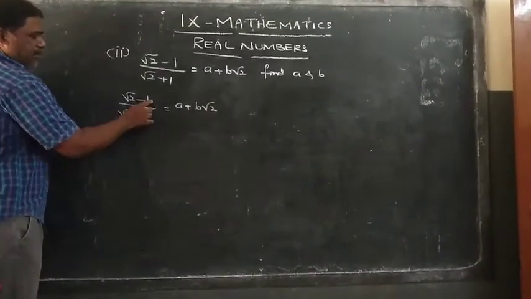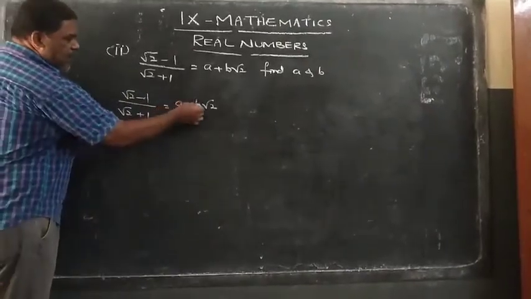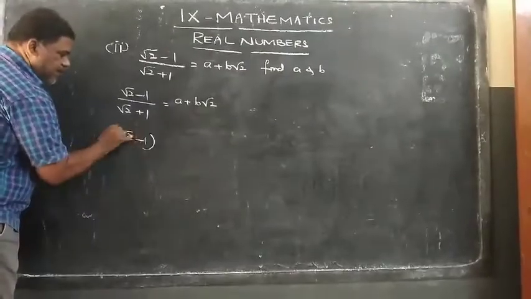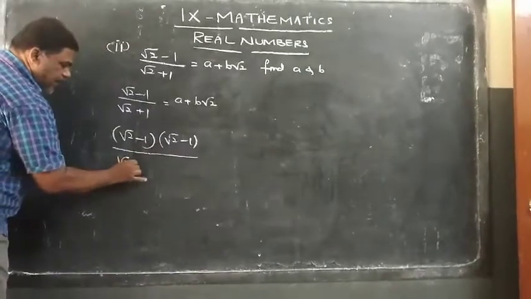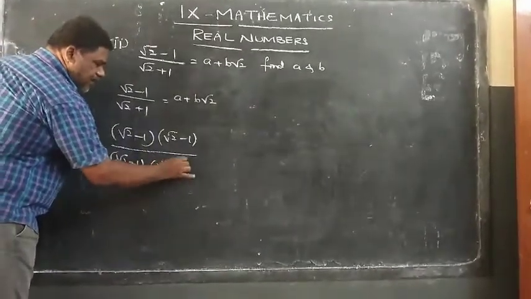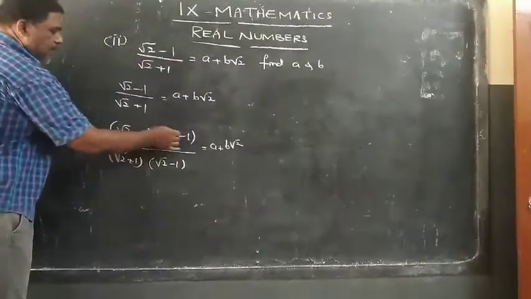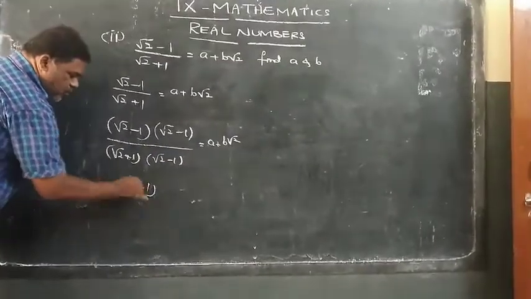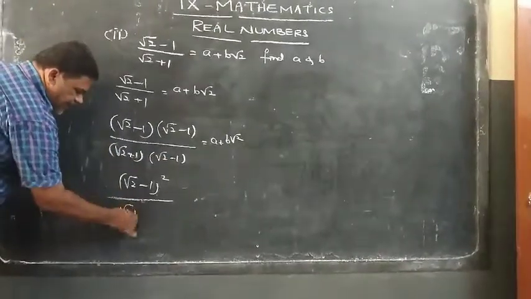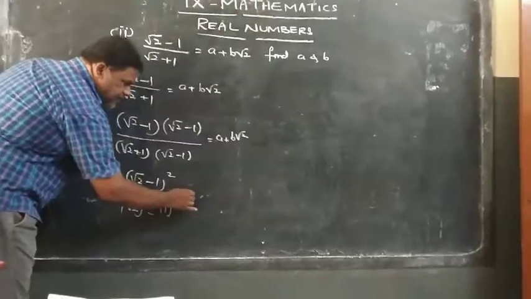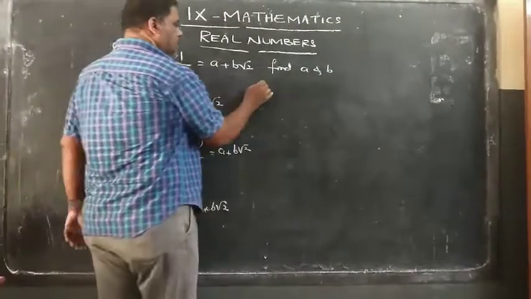By rationalizing the denominator, if you express LHS like a plus b root 2, we can get the value of a and b. So here the rationalizing factor of the denominator is root 2 minus 1. So multiplying and dividing by the rationalizing factor of the denominator, numerator is root 2 minus 1 into root 2 minus 1, it is root 2 minus 1 whole square. Denominator a plus b into a minus b, it is a square minus b square. Now we should expand root 2 minus 1 whole square.